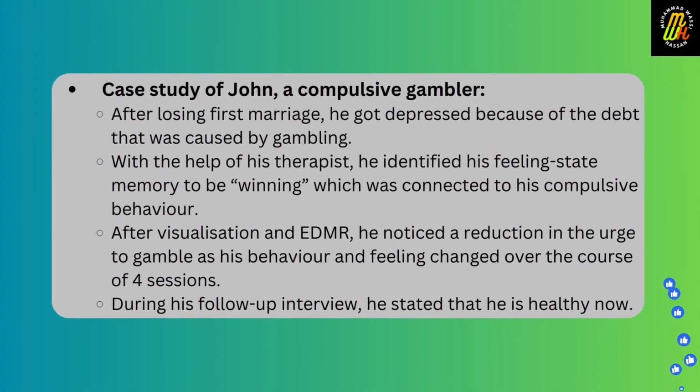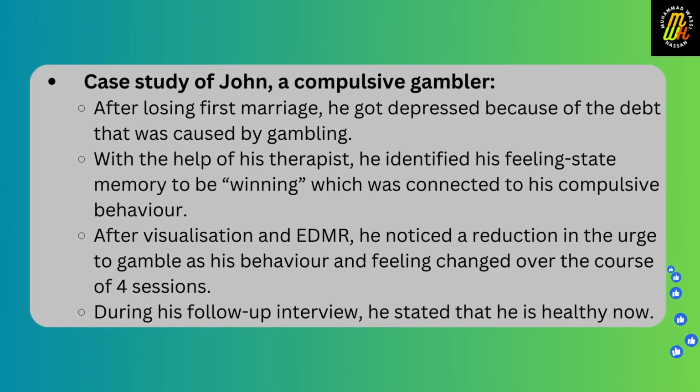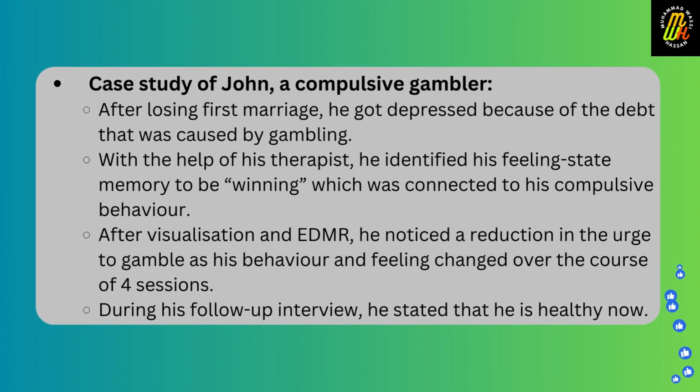Case study of John, a compulsive gambler. After losing his first marriage, he got depressed because of the debt that was caused by gambling. With the help of his therapist, he identified his feeling state memory to be winning, which was connected to his compulsive behavior. After visualization and EMDR, he noticed a reduction in the urge to gamble as his behavior and feeling changed over the course of 4 sessions. During his follow-up interview, he stated that he is healthy now.